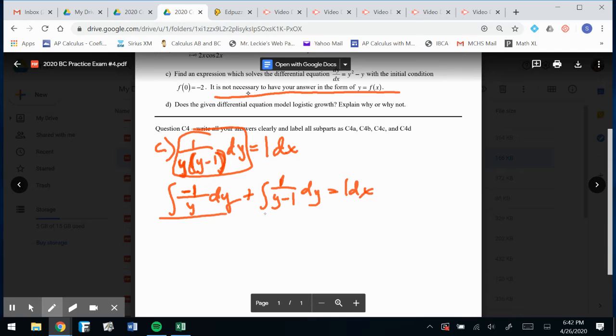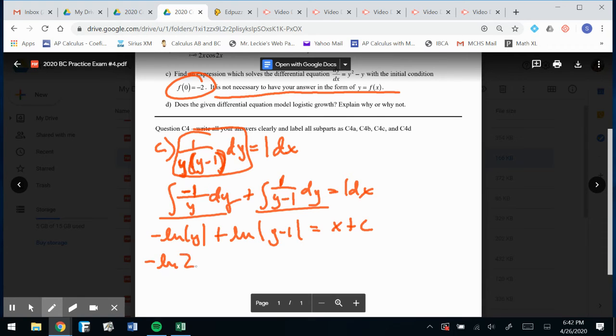So now we just got to do a little antiderivatives. Negative 1 would be negative natural log of the absolute value of y plus this would be just the natural log of y minus 1, and that'd be equal to a little x plus c. Oh, snappity dappity. C showed up, so let's find that c. So let's plug in that negative 2, and we have an absolute value. So it's the natural log of 2 plus the natural log of, that'd be negative 3, but the absolute value of negative 3 is 3. And then we put a 0 in for x, and we get c equals that.